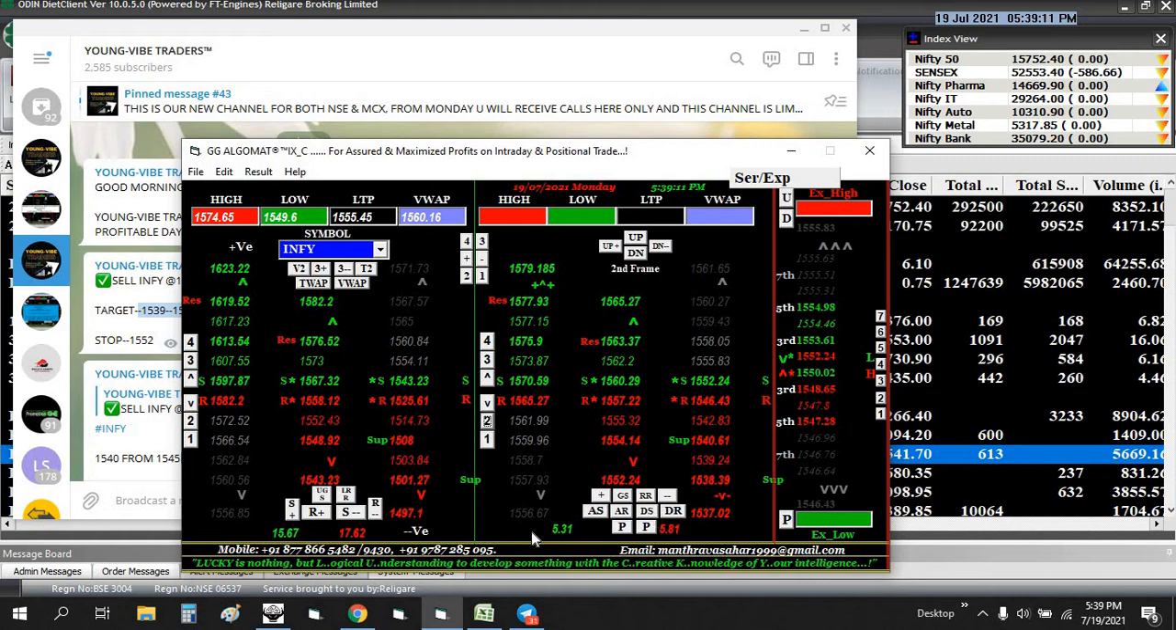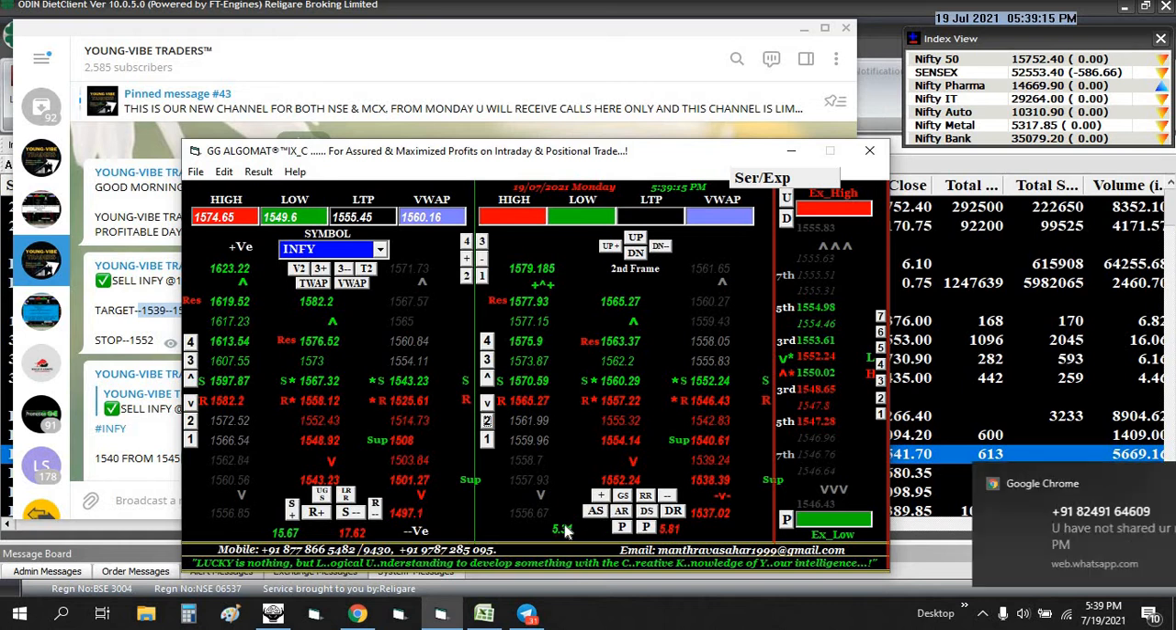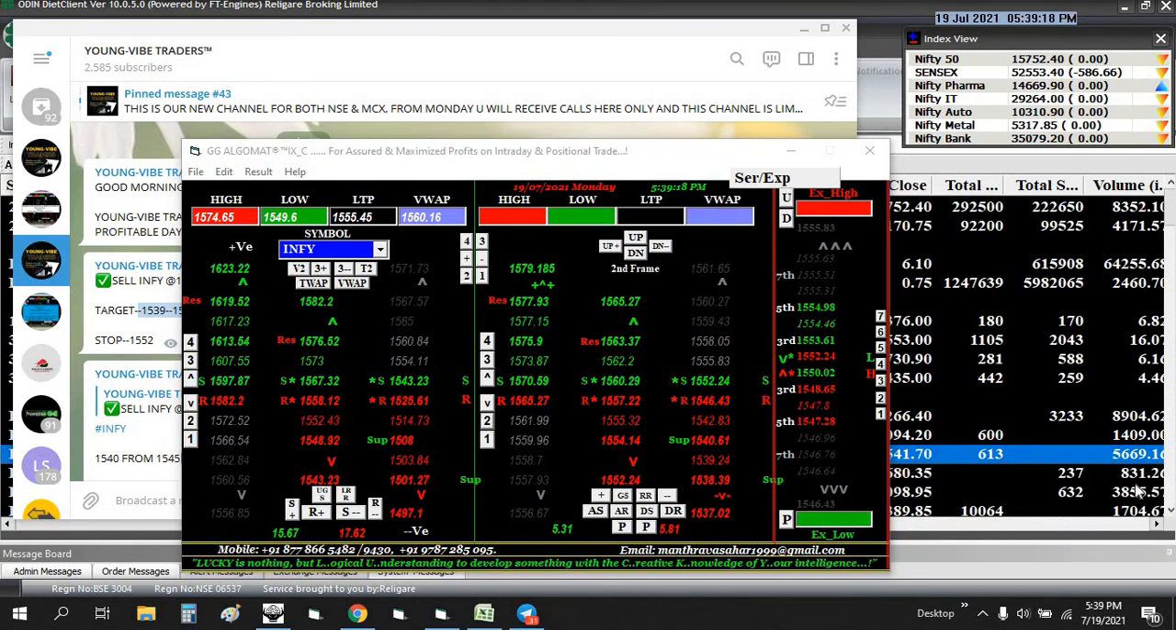But in Algomatrix, based on this we can find the exact target and everything, where it will come and where it will go. Because the volatility is less, maximum it can give only 6 to 7 points. So click the DR. Maximum it can come up to 1531, but it didn't come.